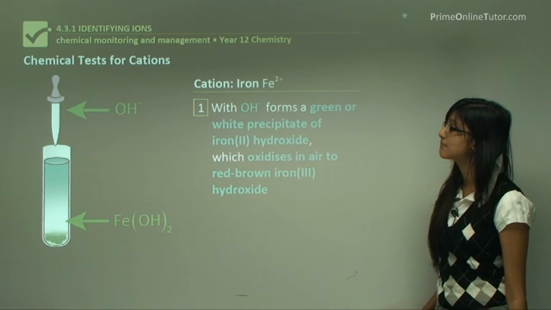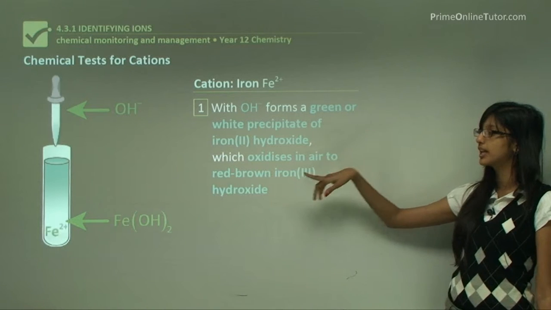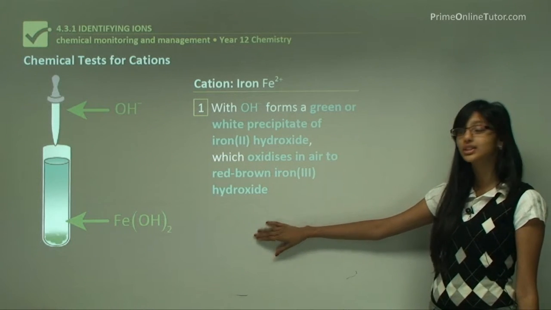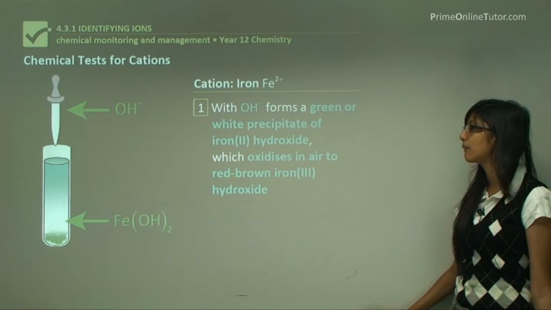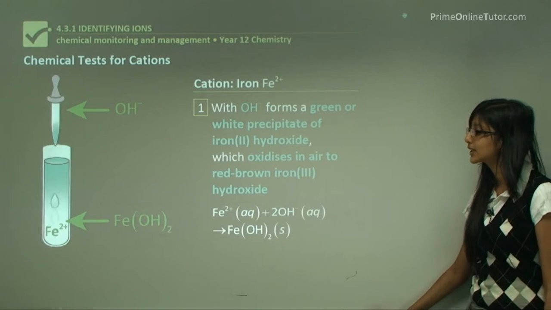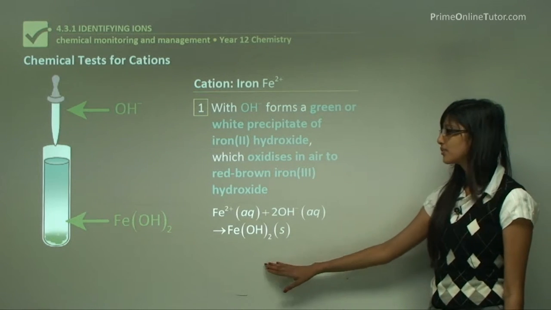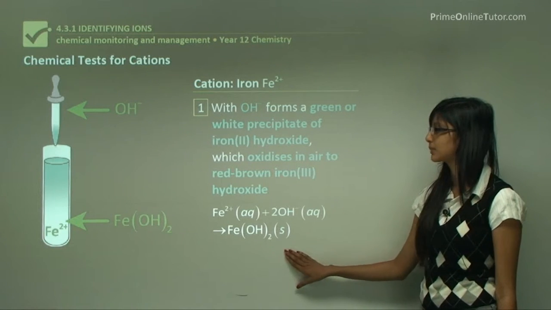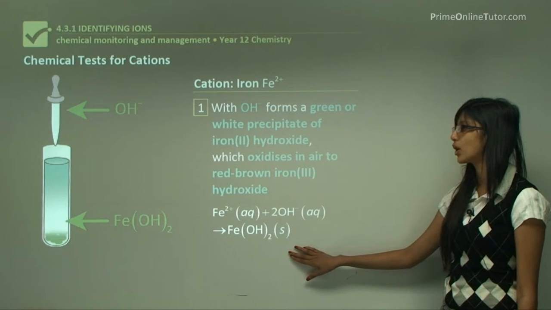Also with iron, you can test iron, and iron actually produces a green precipitate when hydroxide is added to the solution, which can also oxidize in air to form a red-brown iron 3 hydroxide. And let's look at the equation. So it's iron plus 2 hydroxide ions form iron hydroxide, which is a solid precipitate, and it should be red-brown in color if it's oxidized in air.